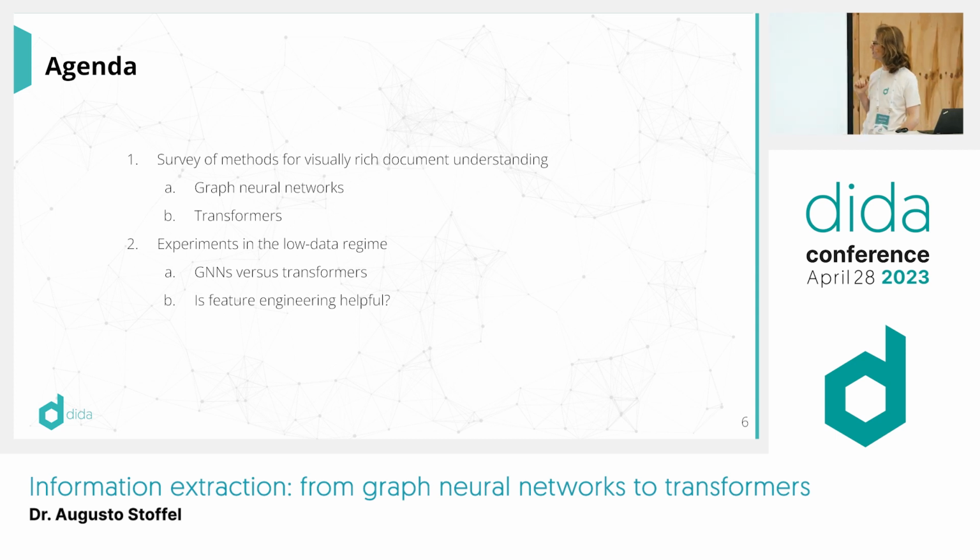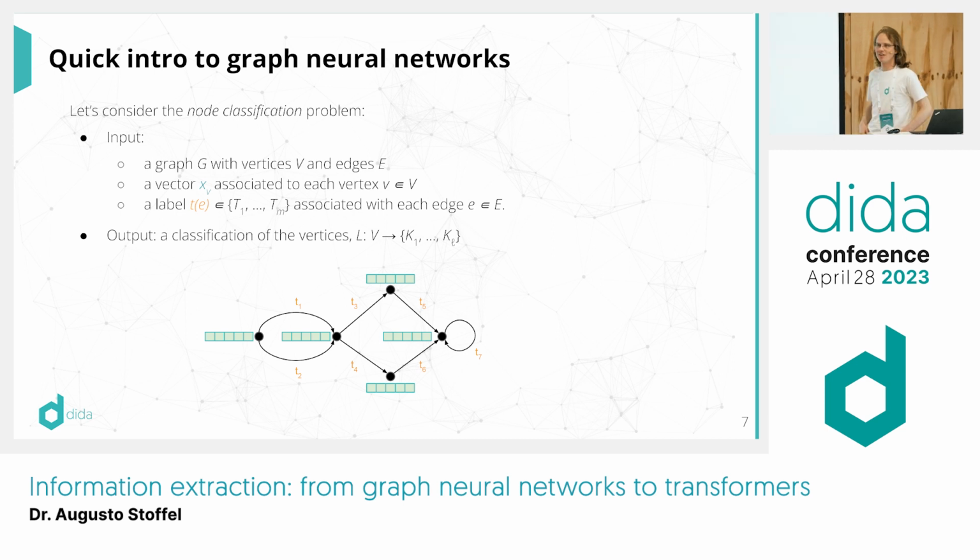I say low data regime a bit in opposition to few shot learning. I really don't mean we want to learn from 5 examples, but maybe from 50 or a couple hundred, something in that ballpark. All right, so then gets to the graph neural networks.